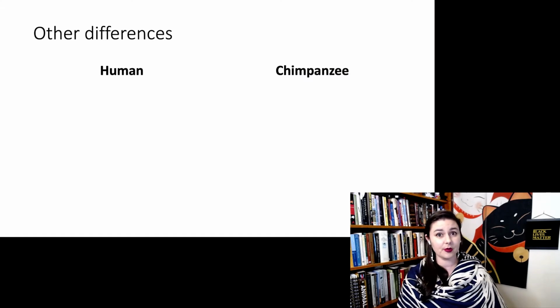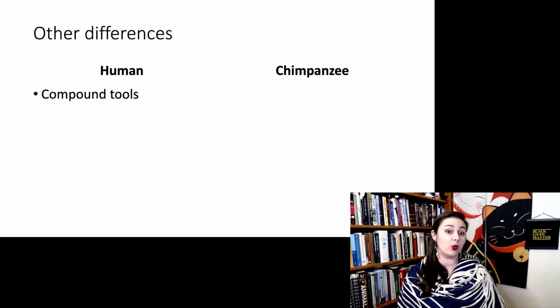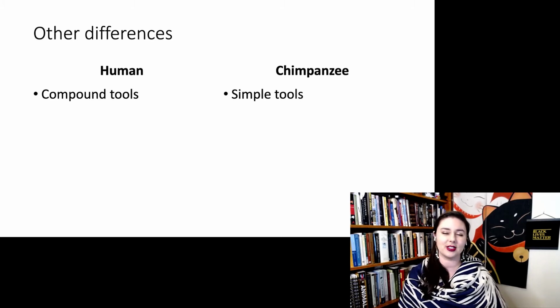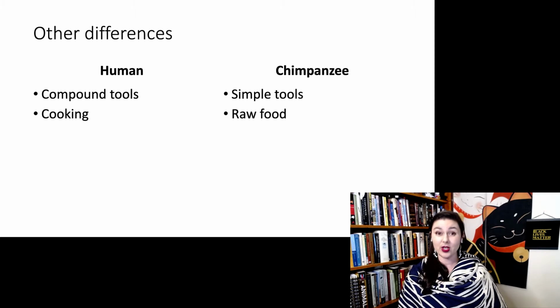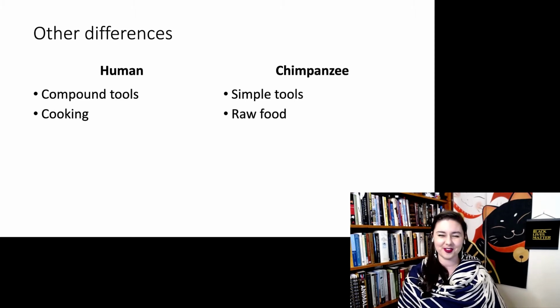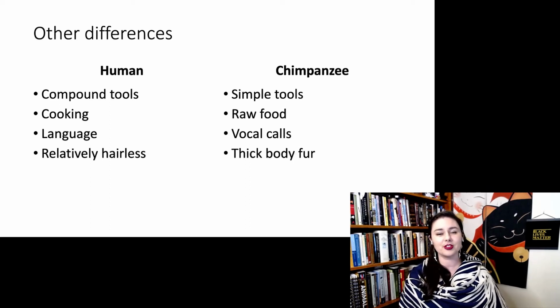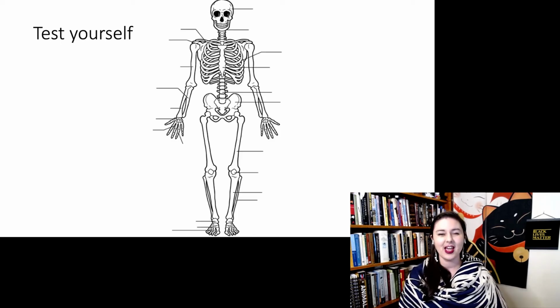There are, of course, other important differences between humans and chimpanzees. We use compound tools, while chimpanzees only use simple tools, and they do not use as many different types of tools as we do. We cook our food, and chimpanzees, of course, have raw food. We have language, while chimpanzees only have some vocal calls. Chimpanzees do have more complex vocal calls than many other species, but it's still a far cry from our language. And there are also some other differences, such as the fact that we are relatively hairless while chimpanzees have thick body fur.